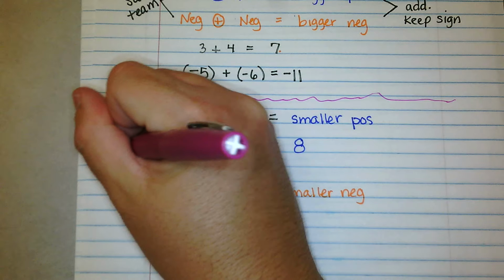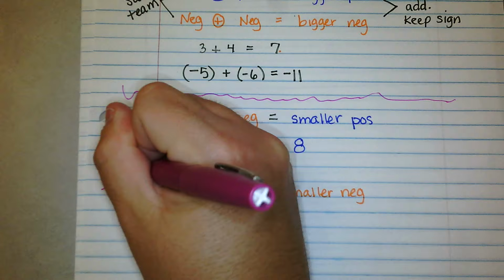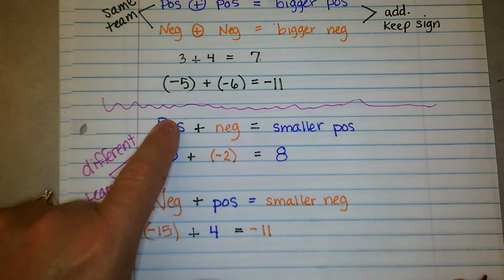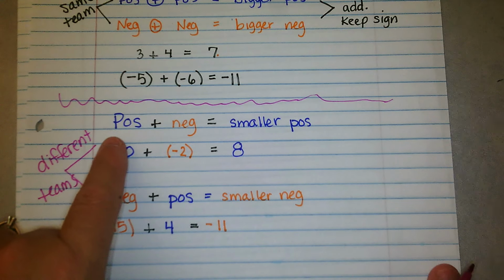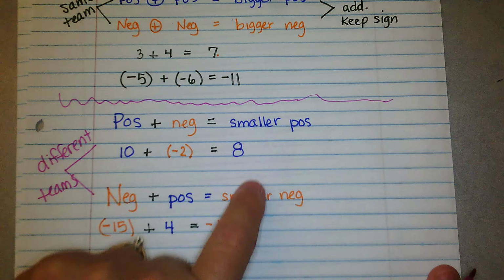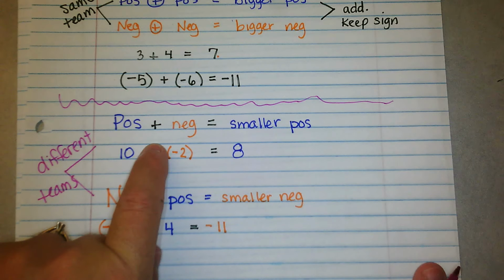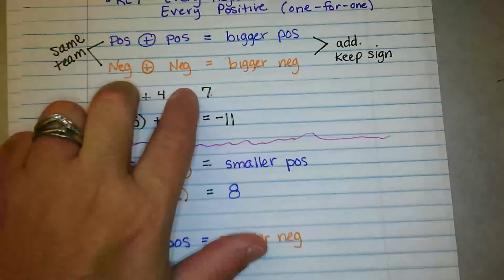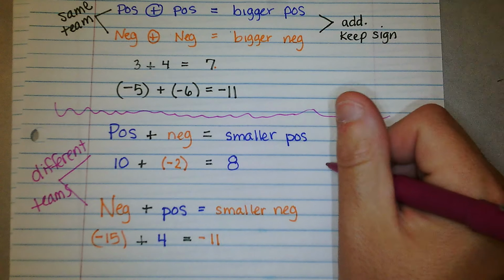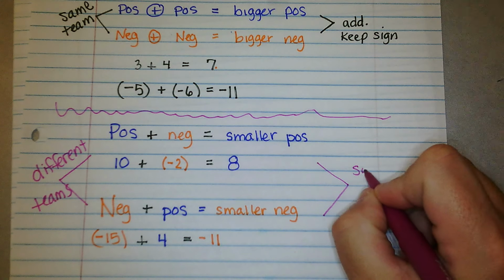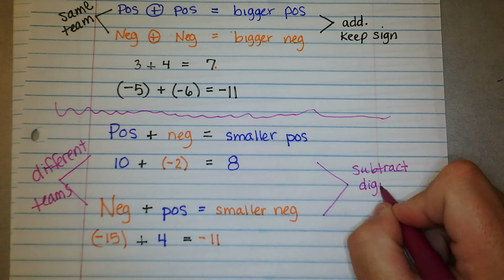When you're on different teams, you're going to war. And that means that you have different signs. So you have a positive and a negative being added, or a negative and positive being added. So all you have to remember is, if you notice, the outcomes are getting smaller, not bigger. I know that typically when it's addition, you're going to get a bigger number, but that's only when you're on the same team. When you're on different teams, you're going to subtract the digits and you're going to take the sign of the winning team.